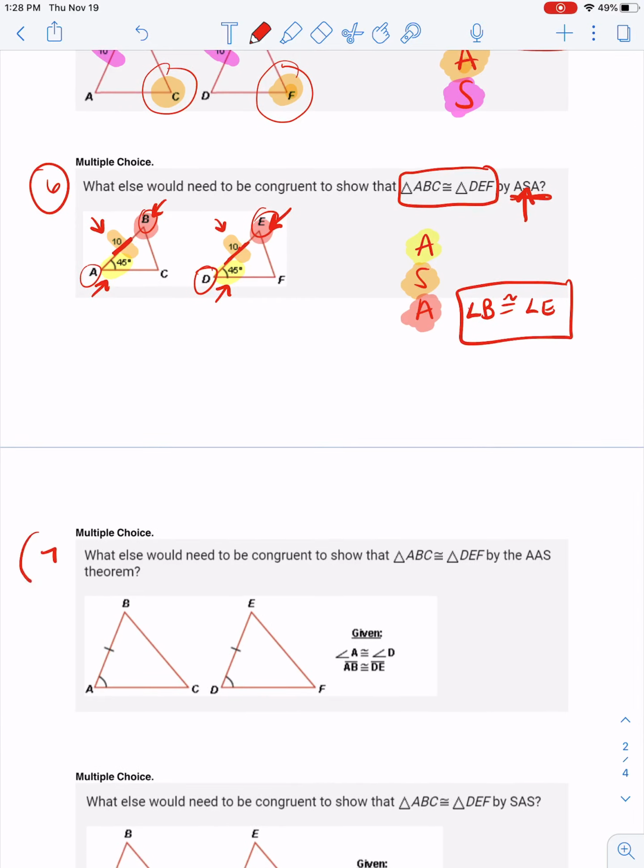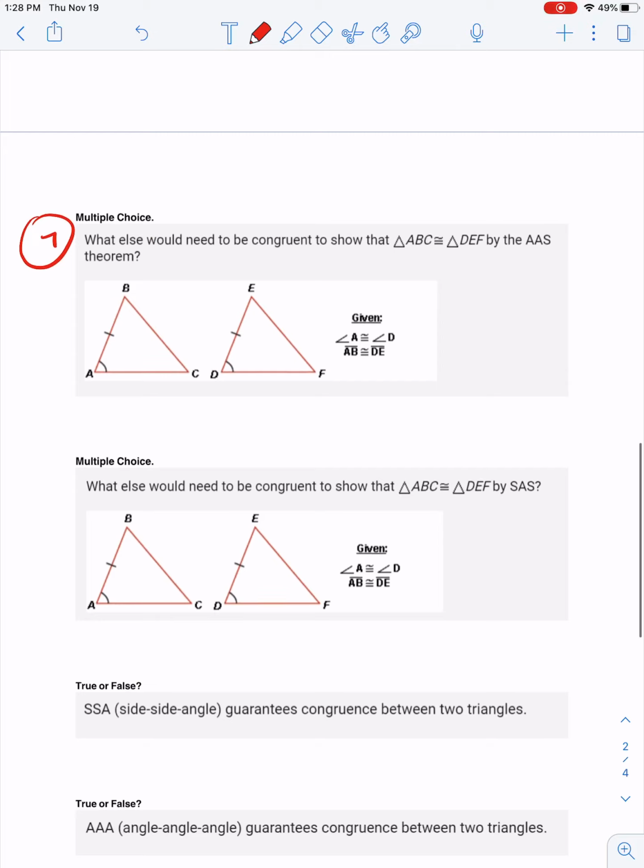Hopefully this is making a little more sense to you, just having some explanation. All right, number 7, the next one. What else would need to be congruent to show that triangle ABC is congruent to triangle DEF by the angle side theorem?